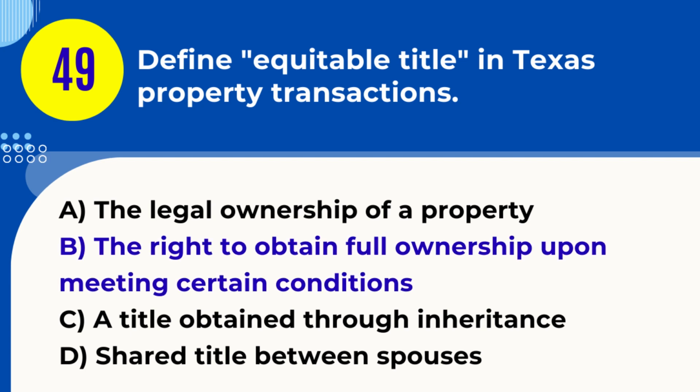Answer: B. The right to obtain full ownership upon meeting certain conditions. Explanation: Equitable title in Texas refers to the interest held by a buyer who has agreed to purchase a property but has not yet completed the transaction. The buyer has the right to obtain full legal title once all the conditions of the sale are met.